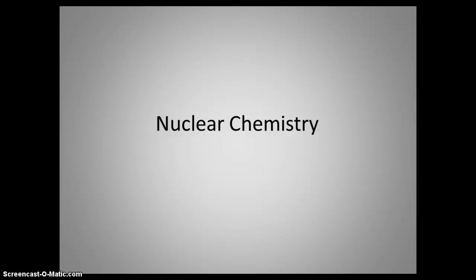Okay, we're going to talk about nuclear chemistry. And in nuclear chemistry, there are three types of radiation. There's alpha, beta, and gamma. The first one is alpha. Alpha radiation is a helium nuclei that has been emitted from a radioactive source.